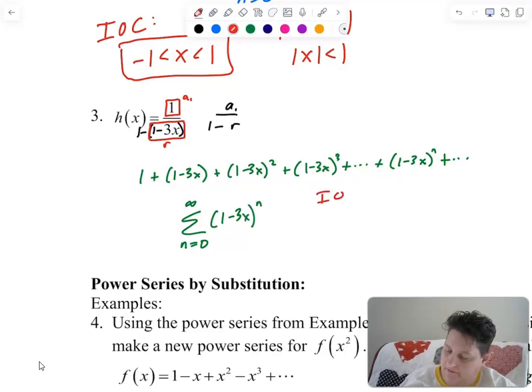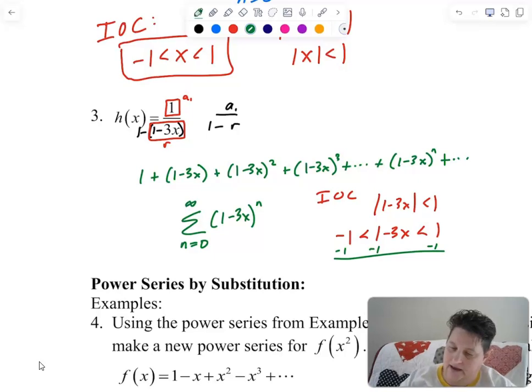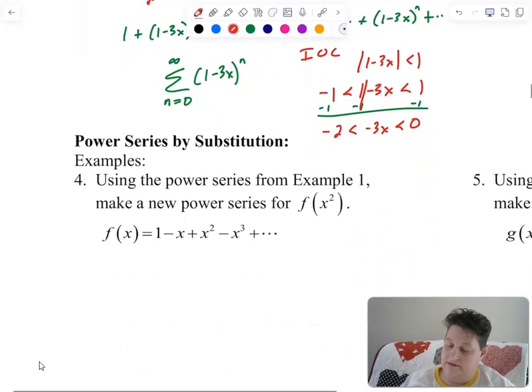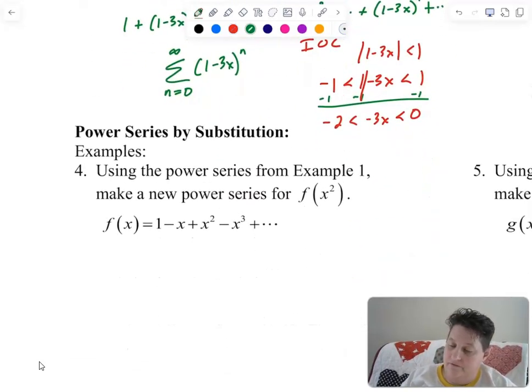And my interval of convergence is, okay, the absolute value of 1 minus 3x has to be less than 1. So I'm going to go negative 1 is less than 1 minus 3x is less than 1. Okay, if I'm trying to solve this here, subtract 1 from each, I get, that crosses out, negative 2 is less than negative 3x is less than 0. And then you guys, when you divide by a negative, do you remember this? You have to switch the sign.